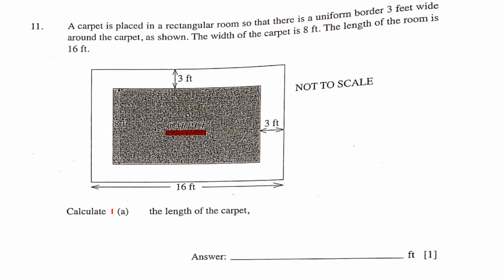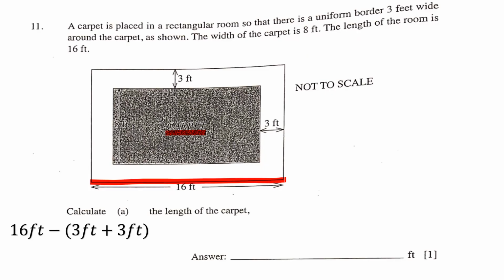So the question is, we want to calculate the length of the carpet. How long is this carpet? We know its width. We know it's 8 feet wide, but how long is it? Well, what we could do is say, okay, we know that the entire length of the room is 16 feet. But the carpet is not as long as that. The carpet is not 16.